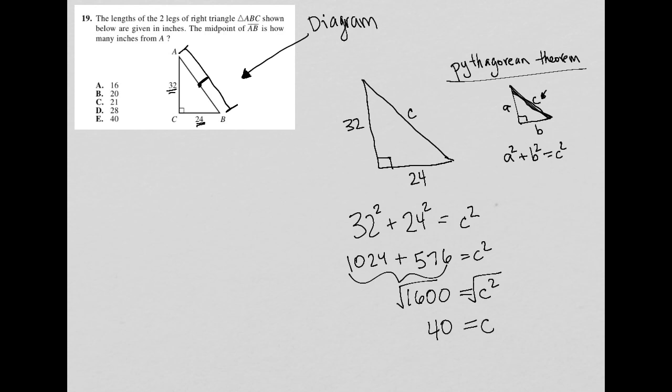And therefore, right, this entire length, and I'll just erase this C for now, this entire length is 40, which means if I were to have a point halfway through, the length from the end point to the halfway point must be 20. And therefore, the correct answer here is choice B.